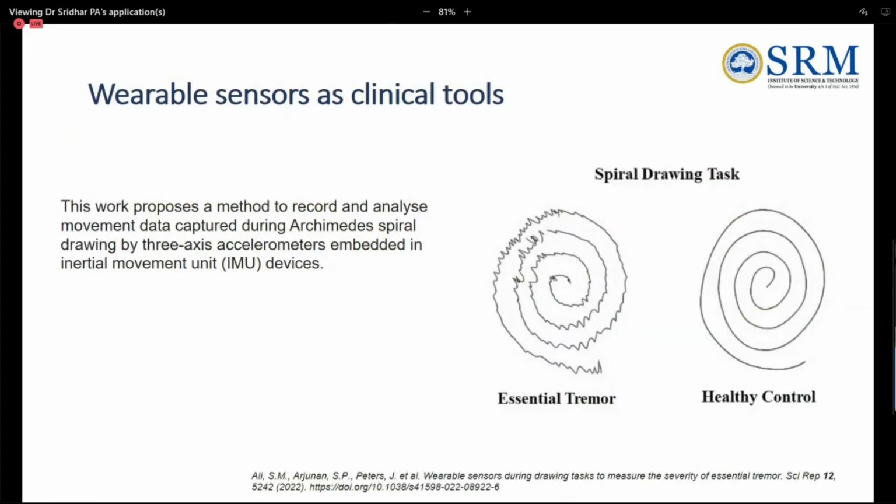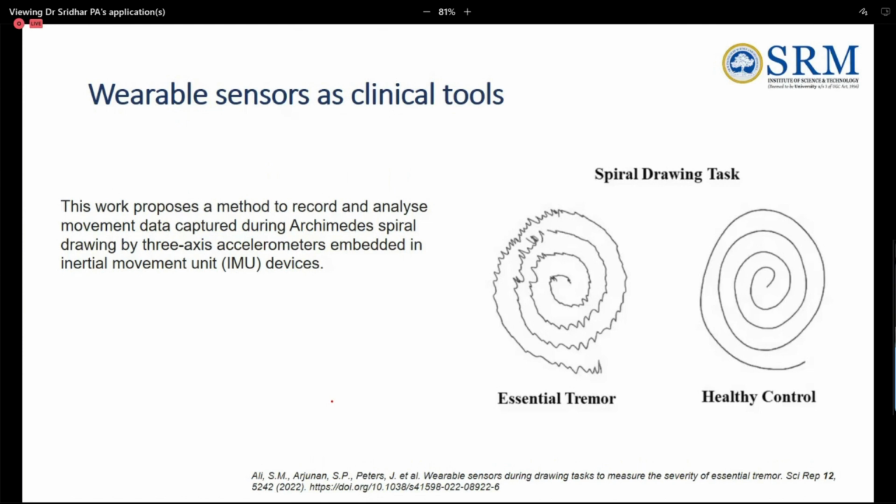Next, we know that we are working on wearable sensors in many conditions, to see how tremor affects people in terms of healthy and control groups, because essential tremor is one of the initial symptoms of any kind of stroke or neuromuscular or neurological disorders.